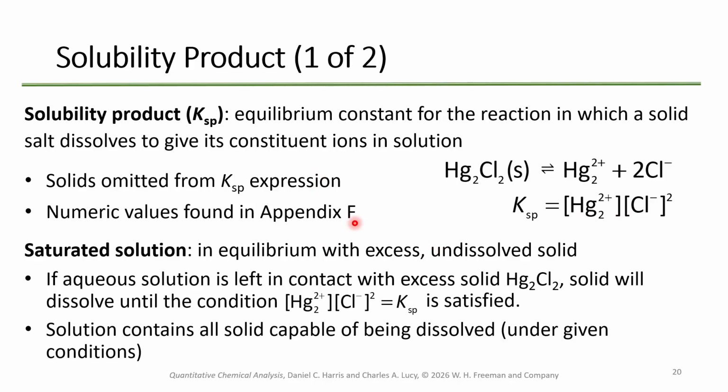Okay, you can find a bunch of numeric values in Appendix F, by the way. Now, a saturated solution is going to be an equilibrium with excess undissolved solid, right? How much undissolved solid? Based on the equilibrium, right? Whenever you have a saturated solution, it's always in equilibrium. And does your amount of solid at the bottom actually matter when it comes down to this equilibrium KSP?